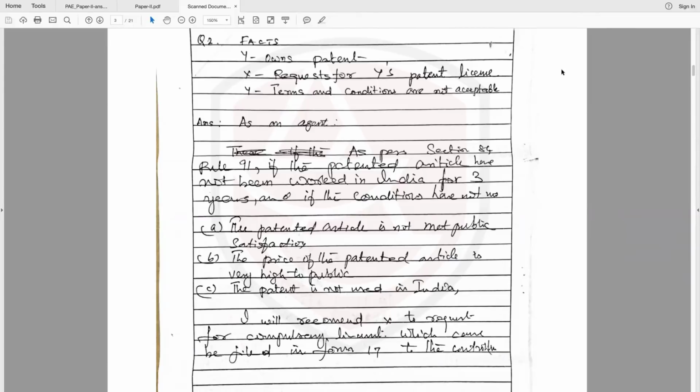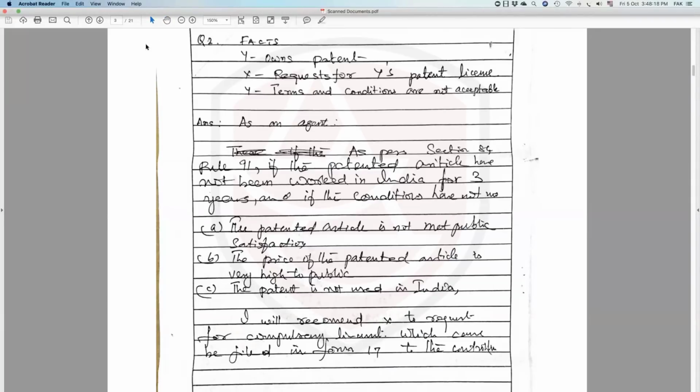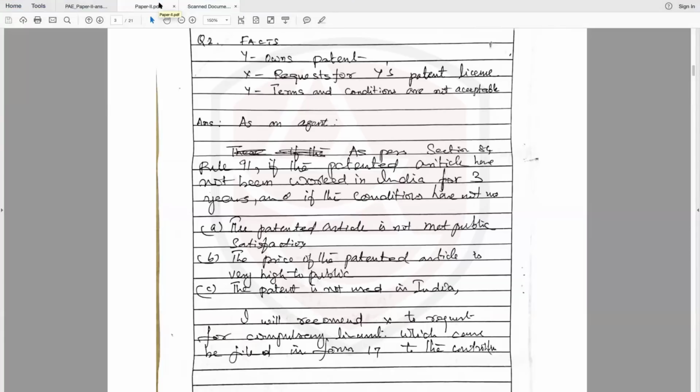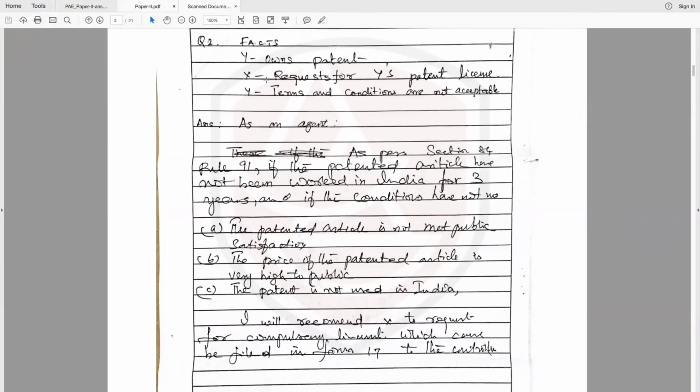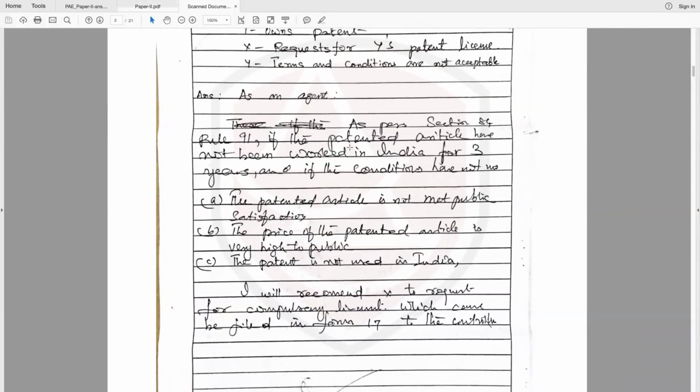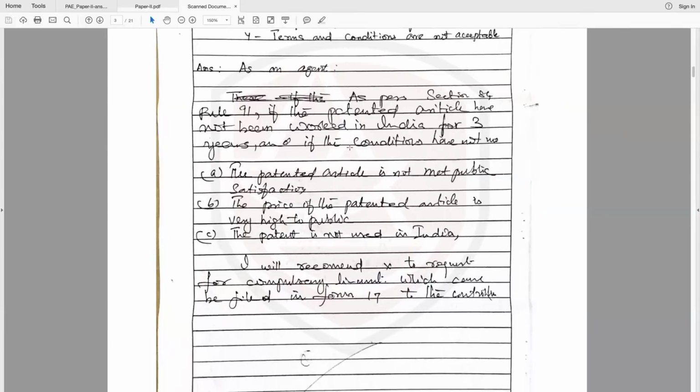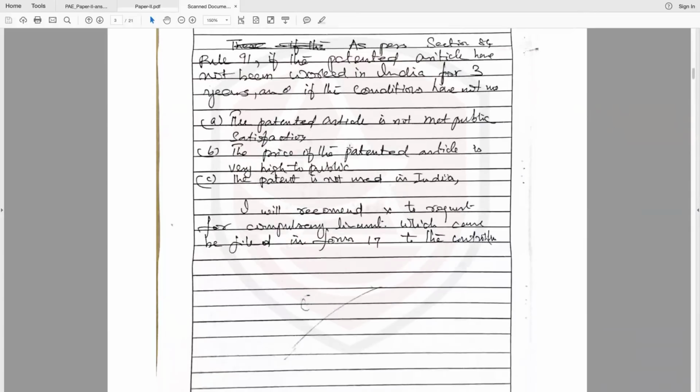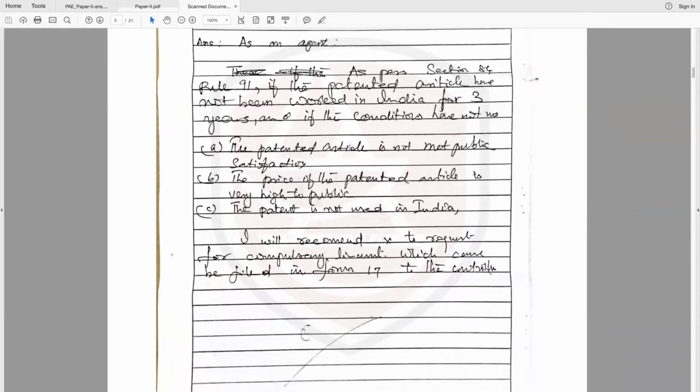Unless the word compulsory is mentioned in the question, or if there is any sort of emergency, a natural disaster or anything, otherwise it's the regular license they are mentioning. So that is why he right away thought that maybe the question is related to a compulsory license. So as you can see, he goes on to explain about the compulsory license, and also he mentions the rule 91. And if you can recall, the relevant rules are 96 to 100 here, if I'm right.